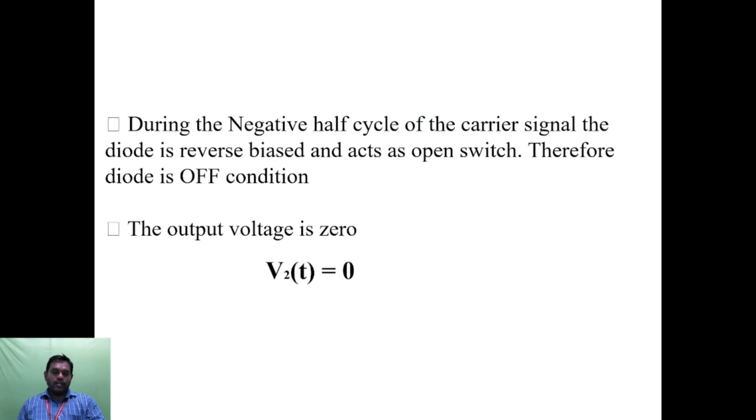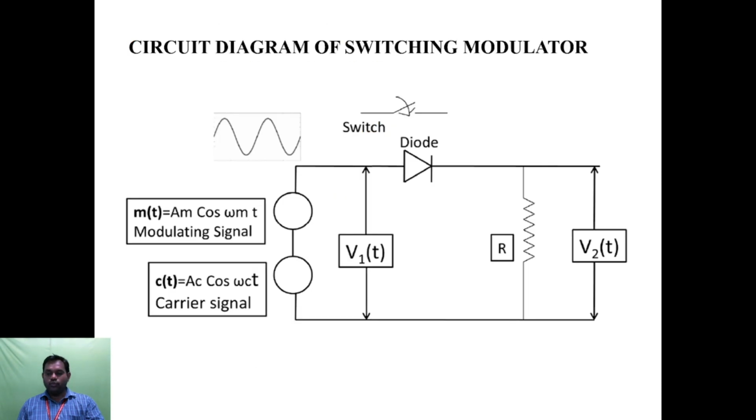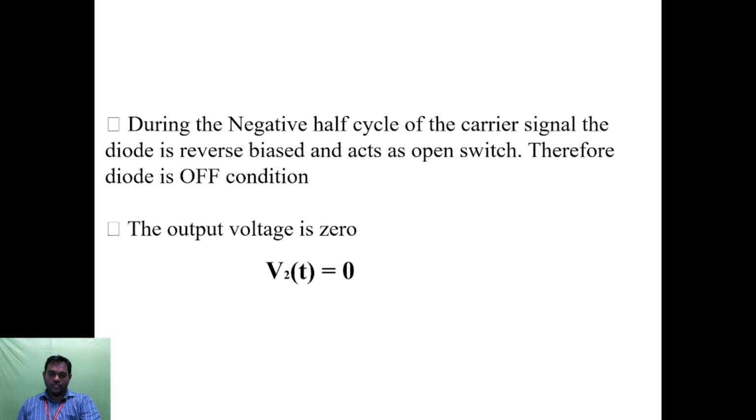Similarly, during the negative half cycle of the carrier signal, the diode is reverse biased and acts as an open circuit. Therefore, the diode is off. The diode will not conduct in the negative half cycle of the carrier signal. Therefore, the output voltage V2 of t is equal to 0 because the diode is an open circuit.